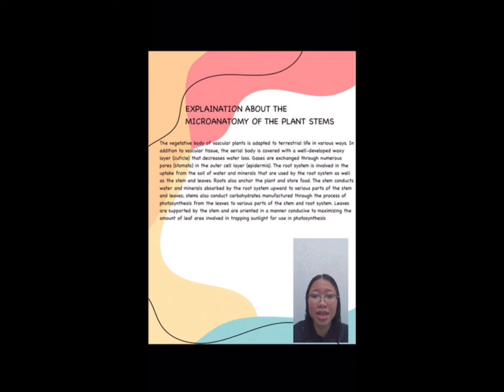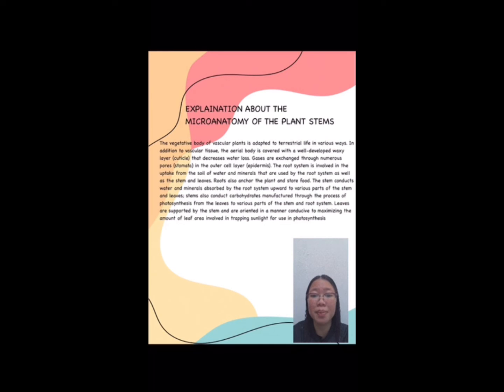The root system is involved in the uptake from the soil of water and minerals that are used by the root system as well as the stem and leaves. Roots also anchor the plant and store food. The stem conducts water and minerals absorbed by the root system upward to various parts of the stem and leaves. Stems also conduct carbohydrates manufactured through the process of photosynthesis from the leaves to various parts of the stem and root system.